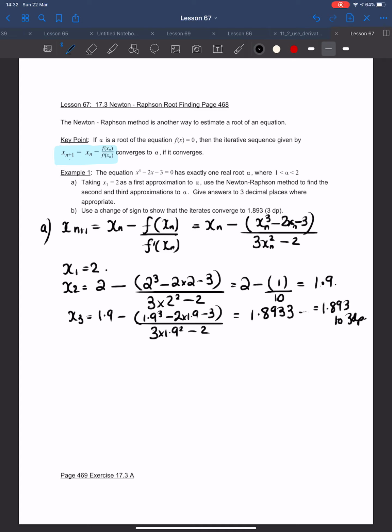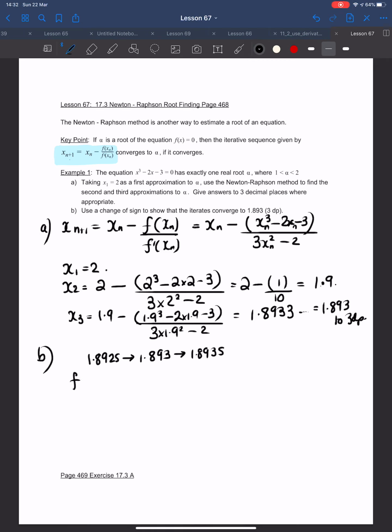For part B, use a change of sign to show that the iterates converge to 1.893 to 3 d.p. So what we can say there is, if we go either side of 1.893, 1.8925 is one side of it, and 1.8935 is on the other side. So one of these should be positive and one of these should be negative.